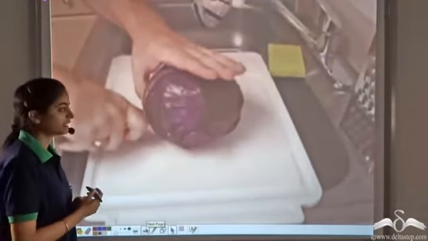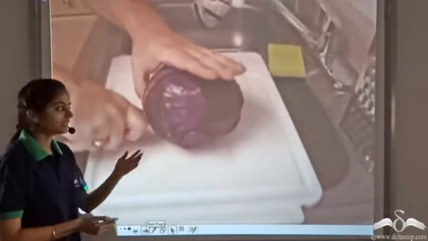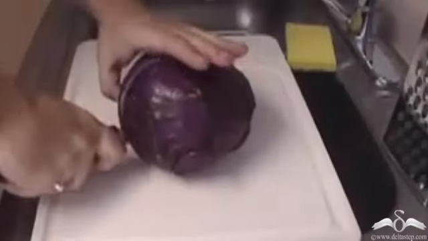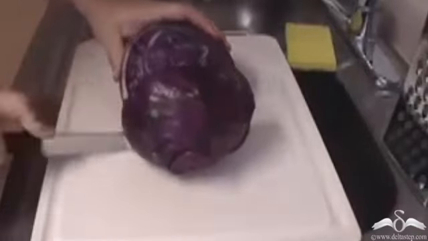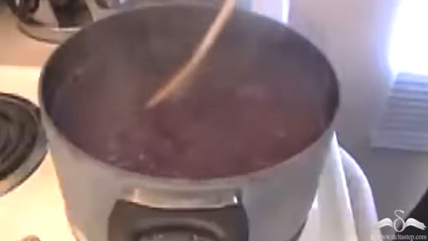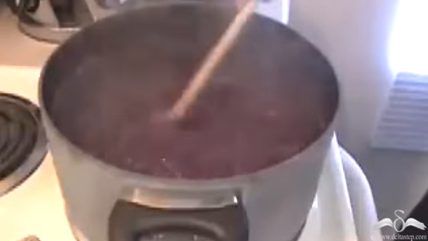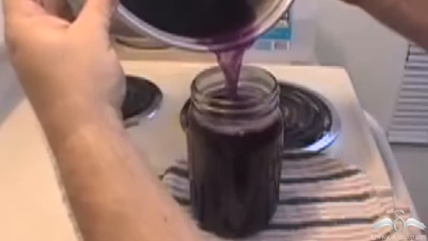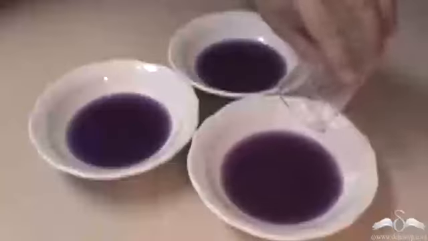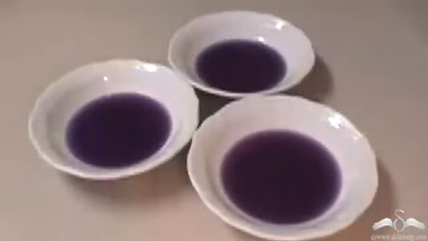We use red cabbage for this experiment. Even though it looks purple, it is known as red cabbage. A concentrated solution of the red cabbage is prepared. Now when the solution is ready, we'll use acidic and basic solutions. So in 3 crucibles, we have the red cabbage solution.